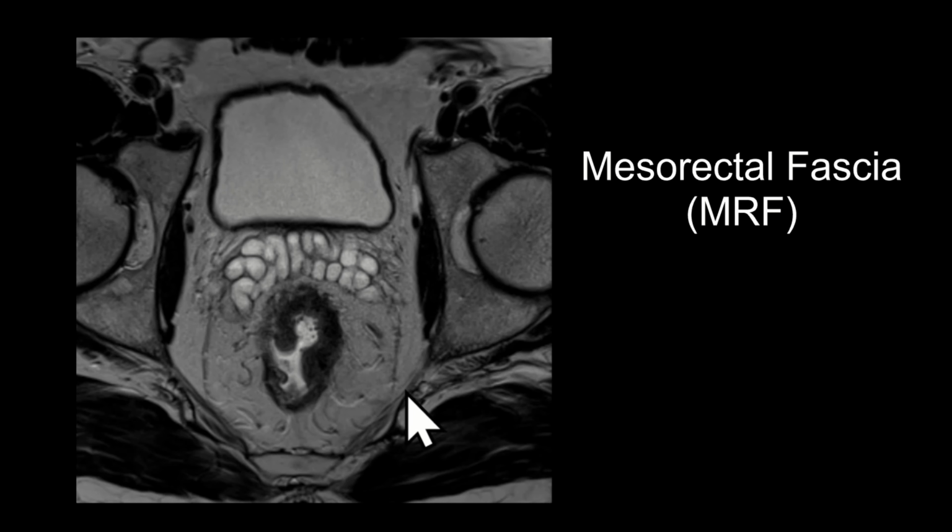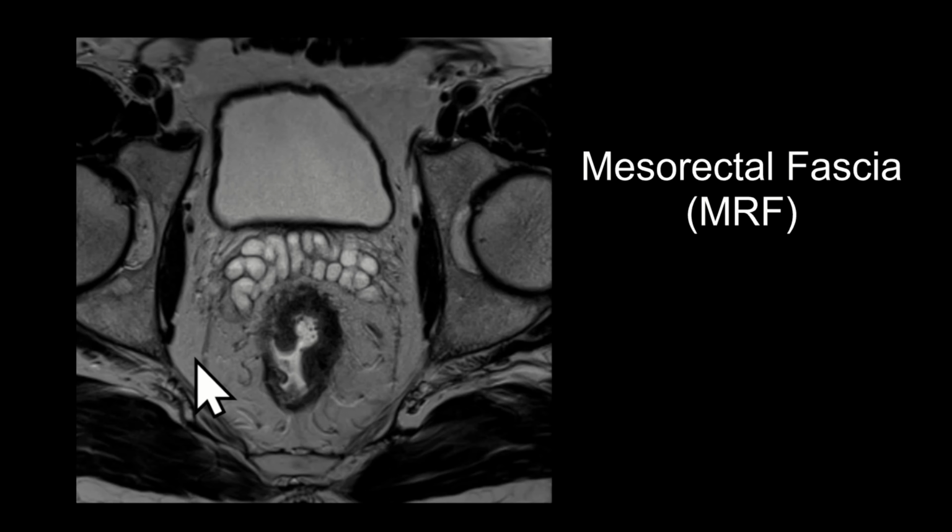Remember that total mesorectal excision involves removing the mesorectum along a circumferential resection margin, or CRM, that aims for but is not always exactly along the MRF, or mesorectal fascia. So when we're describing this structure on MRI, we use the term MRF, or mesorectal fascia, rather than CRM.